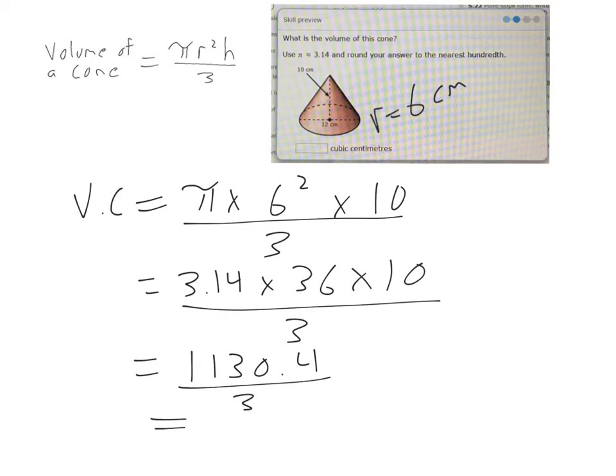And that comes out to be 376.8. I'm thinking it might want us to put a 0 on the end. There's nothing else the calculator says, but it said to the nearest hundredth.